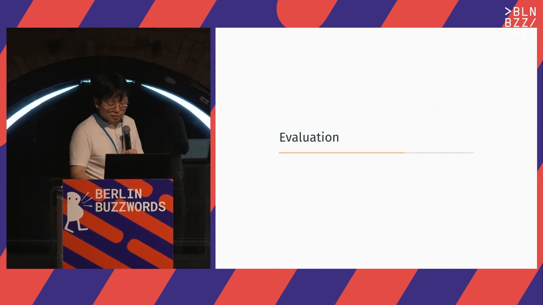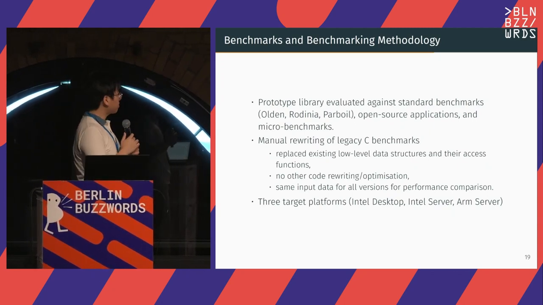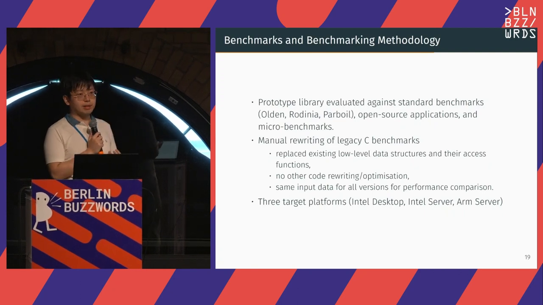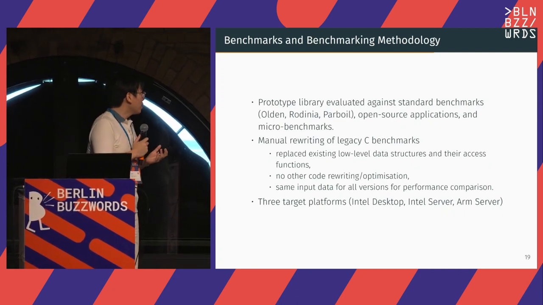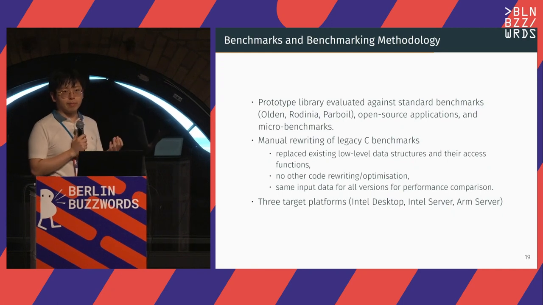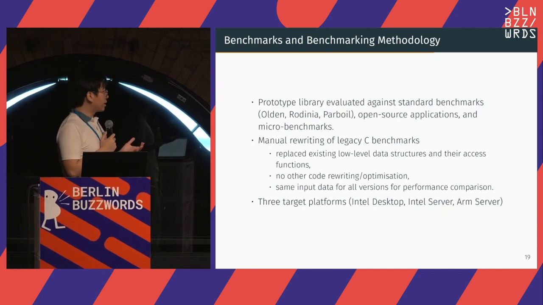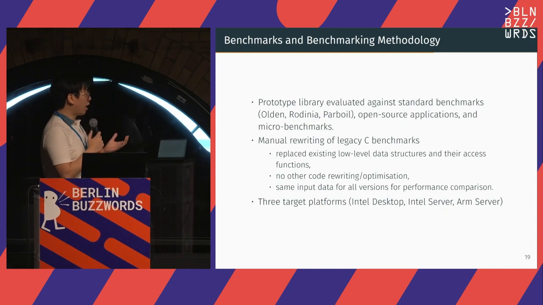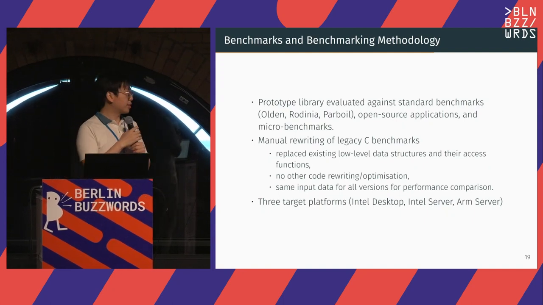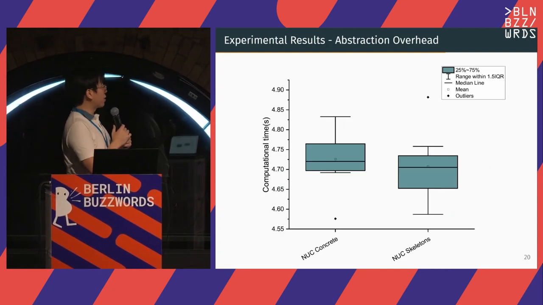So we have done some evaluation based on some benchmarks. They are from some micro benchmarks and some legacy benchmarks, such as Odin benchmarks, Rodinia benchmarks, and Parboil benchmarks. We have manually rewritten the legacy C code from those benchmarks and replaced them with our declarative data collections. Besides, we didn't do other code rewriting nor optimization. And we have implemented the benchmarks on three different target platforms.